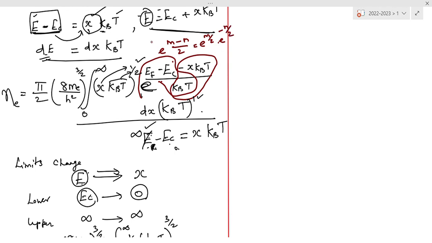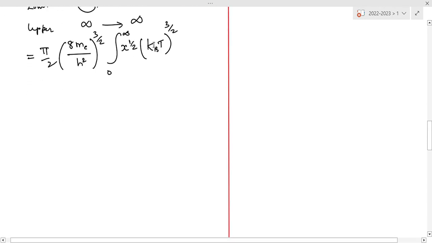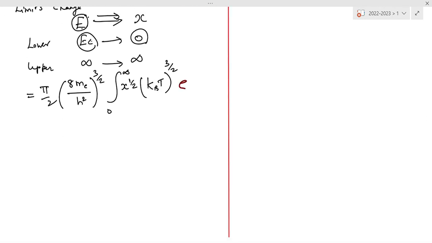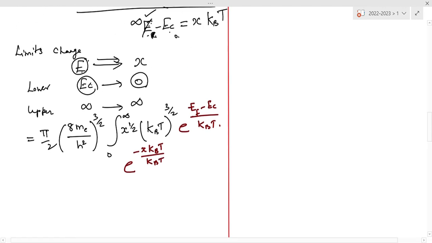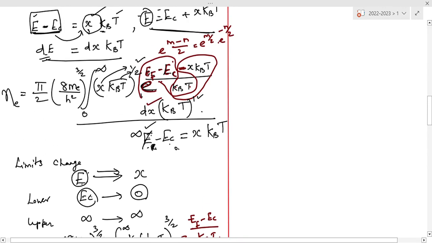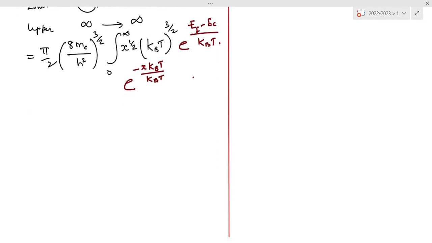So I'm writing this as e power (EF minus EC) by kBT, and then e power minus x kBT by kBT. So I'm going to write this as e power (EF minus EC) by kBT into e power minus x kBT by kBT. Here I have dx, so I'm writing the dx here also.